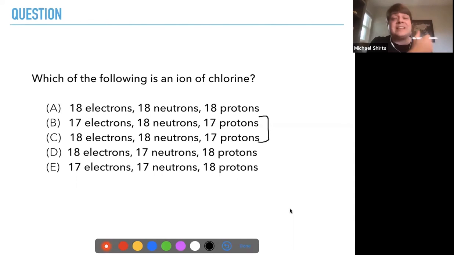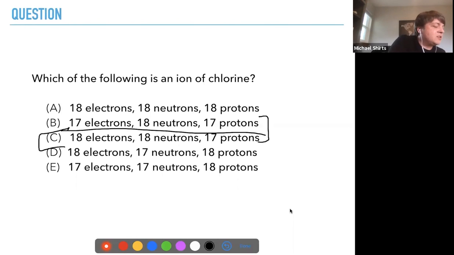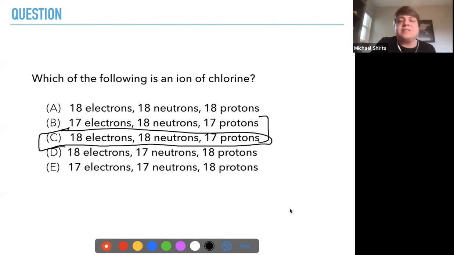Now, if it has the same number of protons as electrons, then it's not an ion, it's just the neutral element. So therefore, this is going to be the answer, C. The number of neutrons is irrelevant. Whether it's an isotope or not, being an ion is independent of being an isotope. So the correct answer would be C. That is the ion. It's the negative ion of chlorine because it has an extra electron.